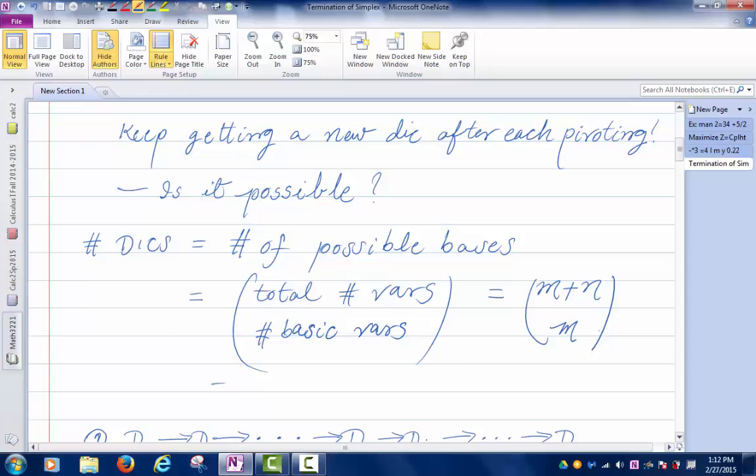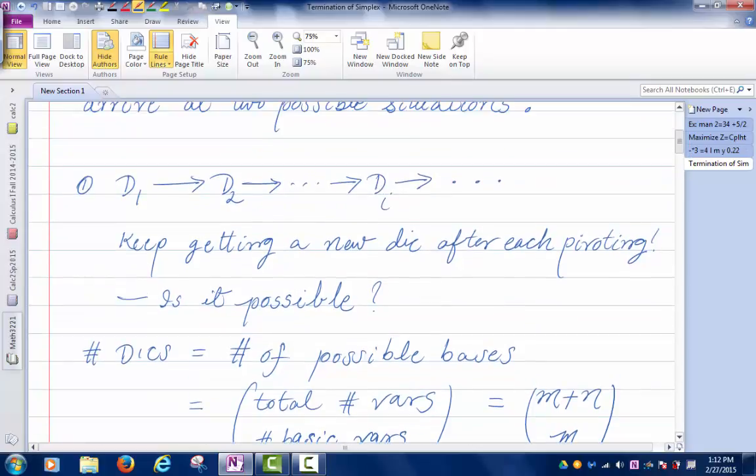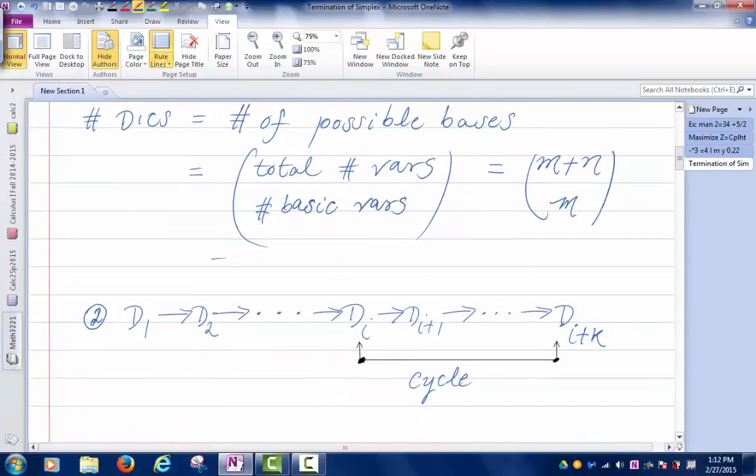Okay, so we know the total number of possible dictionaries. That doesn't mean the simplex goes over all the dictionaries. All I'm saying is, this is the total number of possible dictionaries. Is everybody clear? So we know that there are finitely many. So it cannot happen that you keep getting a new dictionary after each pivoting operation. Okay. So what's the other possibility?